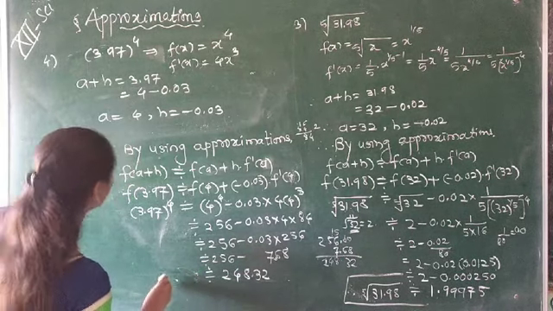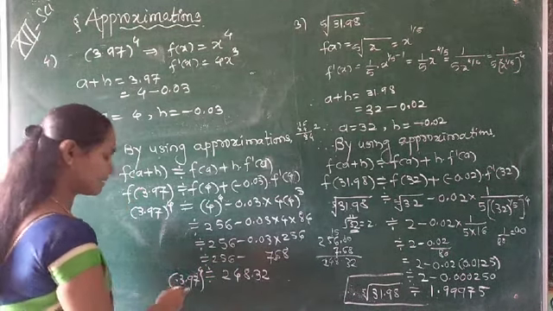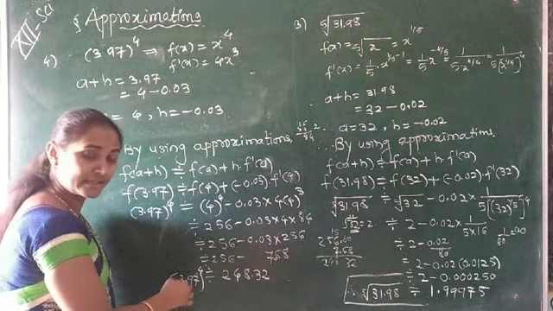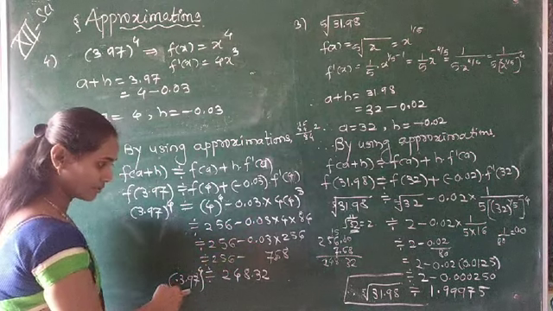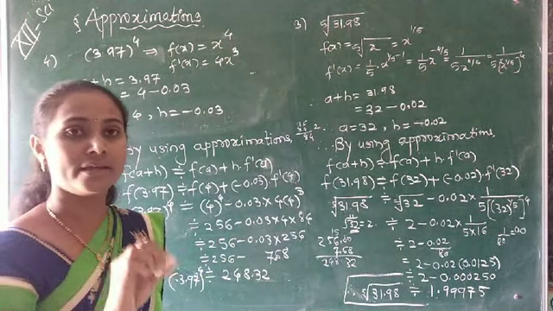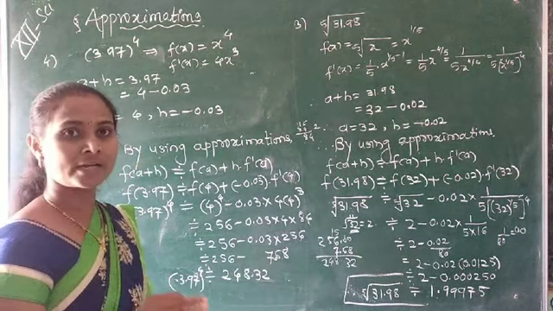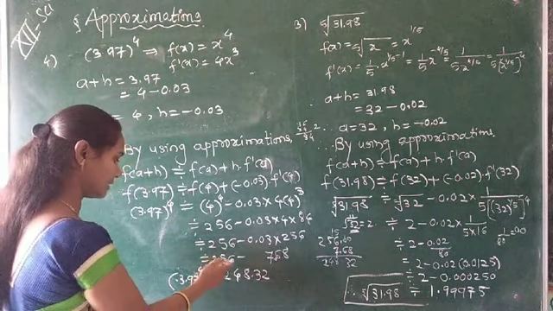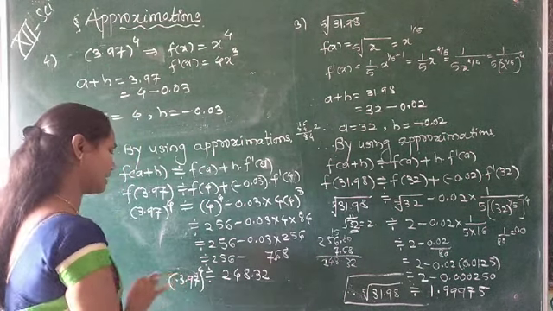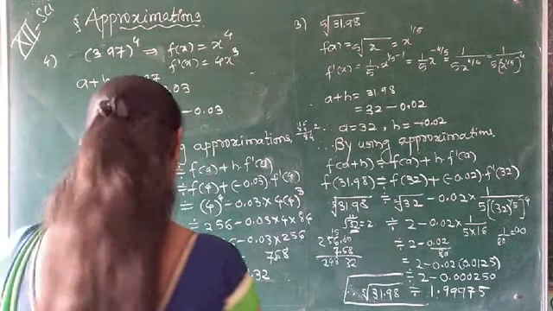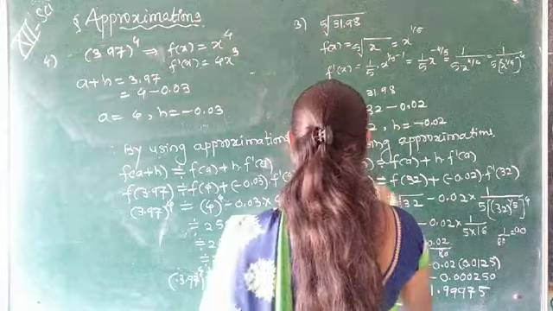248.32. What is 3.97 raised to 4? Now see here, this number is near to 4. So 4 raised to 4 is 256. But 3.97 is less than 4, so its answer is near equal to 256. Obviously you will get less than 256, because 4 raised to 4 is 256, but this value is less than 256. That means the value of 3.97 raised to 4 is 248.32.